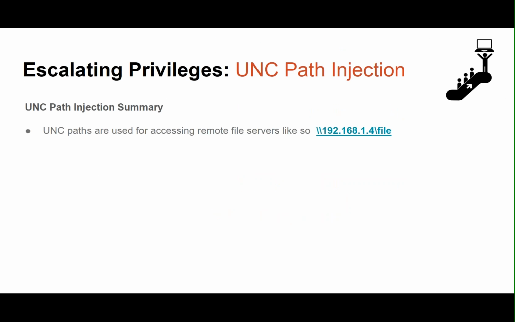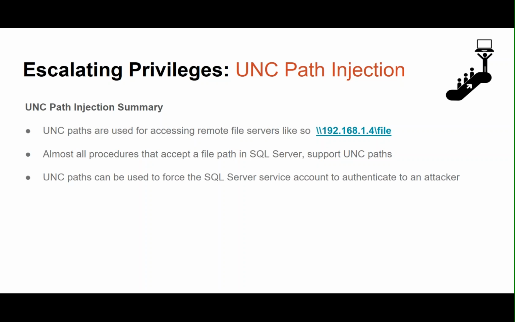UNC paths are used to access files on remote servers using that kind of format. Almost all stored procedures that accept a file path in SQL Server support UNC paths, because of the underlying libraries that SQL Server wraps. The interesting thing is, when SQL Server actually tries to grab that file, it doesn't do it under your current user context. It does it under the context of the service account that's running SQL Server.